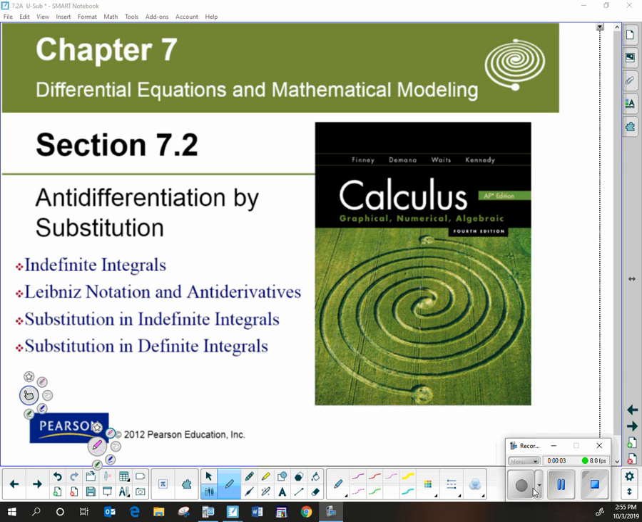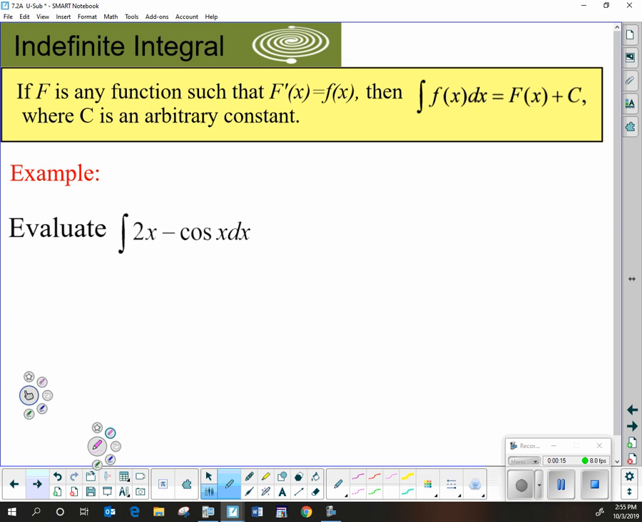Okay, hey, let's look at 7.2. We're in a new chapter, and this one will have a lot of integration techniques that we're going to pick up. A couple of them you will be familiar with, such as U-sub, and that is what we're working on today. So just a nice refresher on U-sub and also just regular integration.